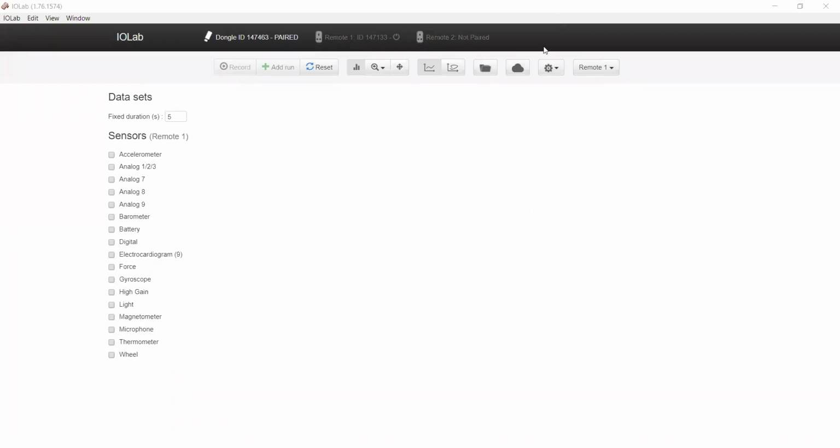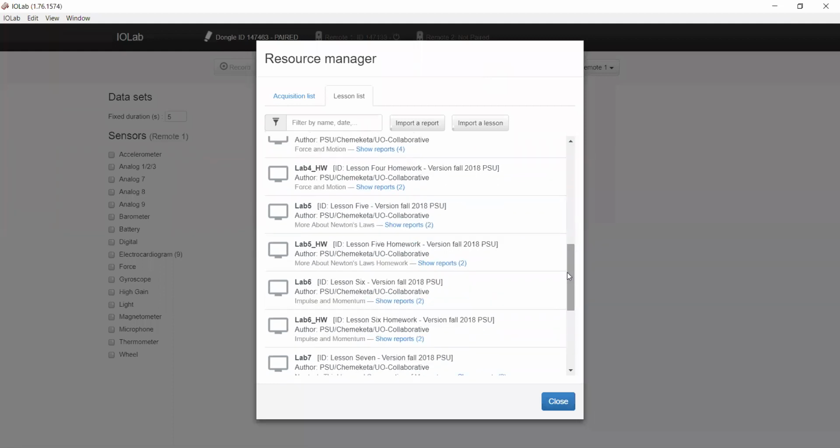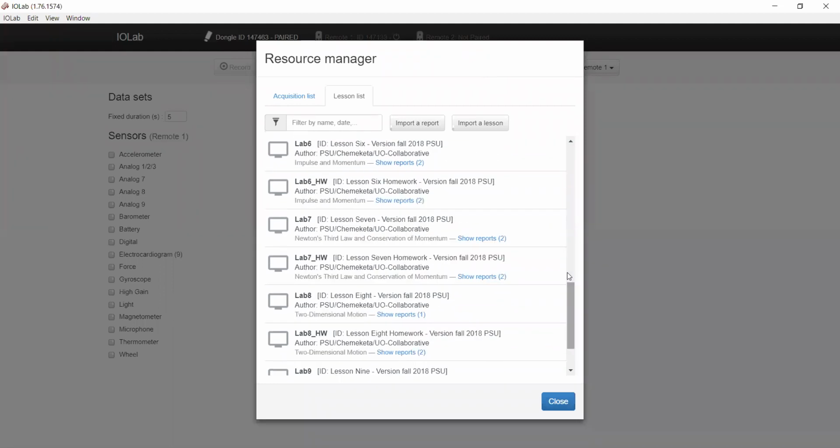Hello everyone, we're doing lab 9 of the real-time physics integrated into the IOLab. I've already opened the IOLab software. Let's go to our lab 9.